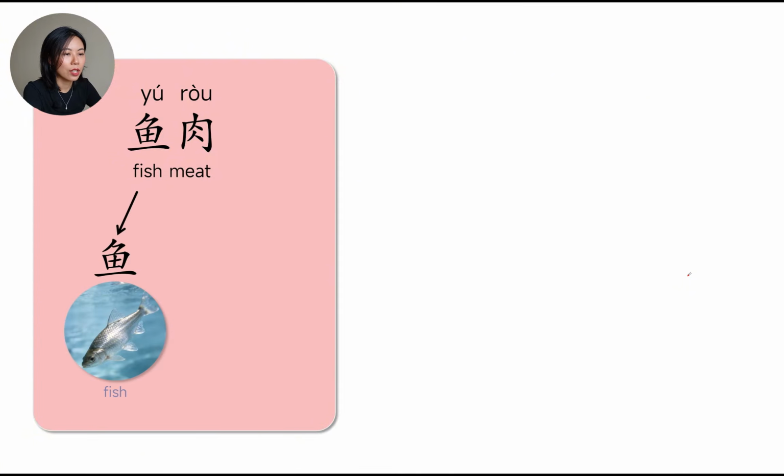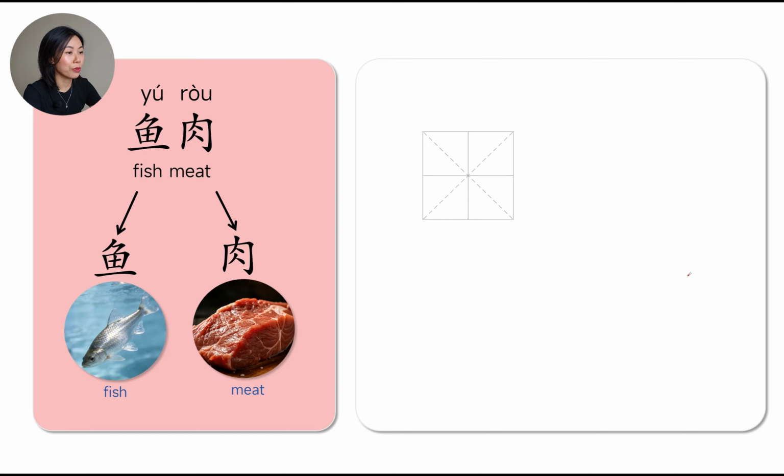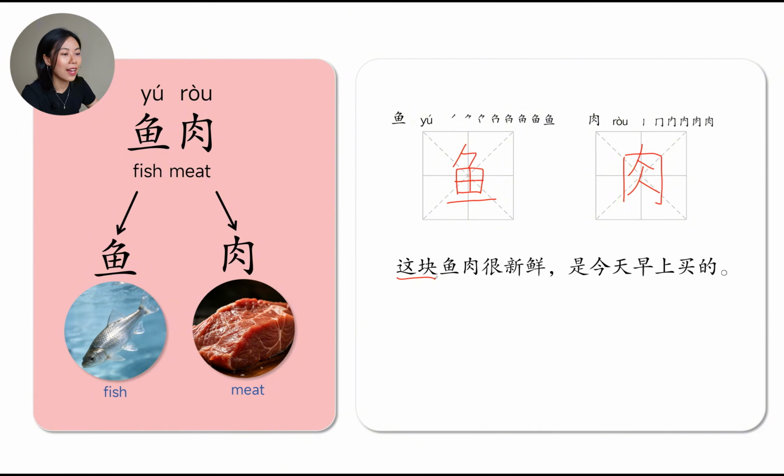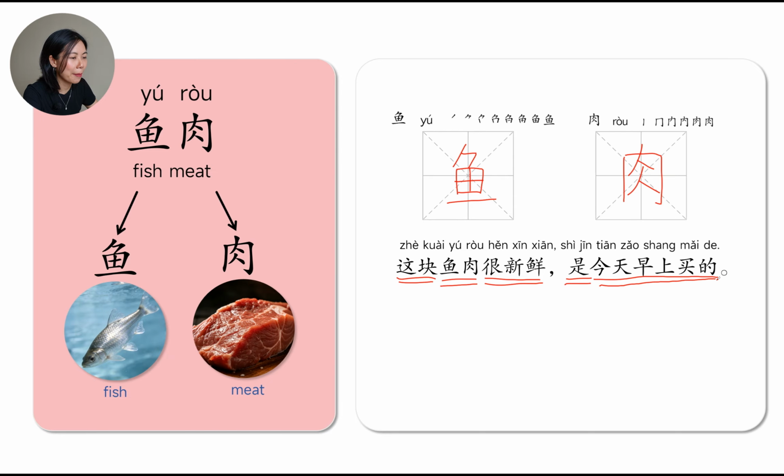鱼 is the fish. 肉 is the meat. Let's write the 鱼: 1、2、3、4、5、6、7、8. 这是鱼肉. 1、2、3、4、5、6. 很好，鱼肉. 这块鱼肉很新鲜，是今天早上买的. This piece of fish meat is very fresh. It was bought this morning.